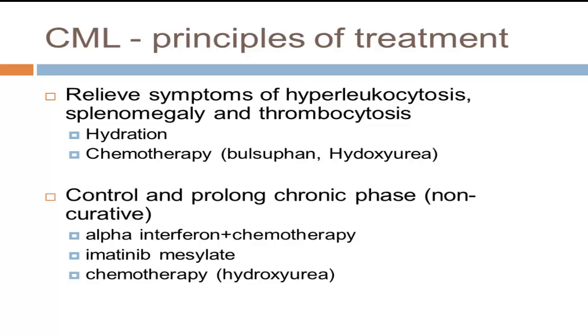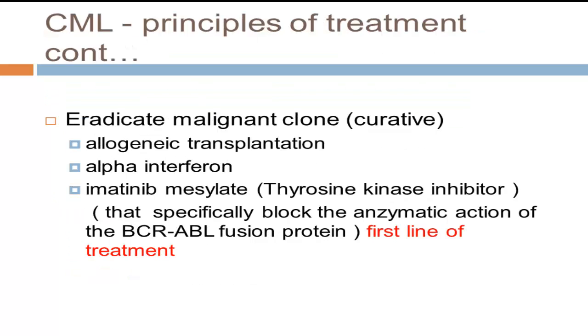Principles of treatment: relieve symptoms of hyperleukocytosis, splenomegaly and thrombocytosis, hydration, chemotherapy, control and prolonged chronic phase, alpha interferon and chemotherapy, imatinib and chemotherapy. Eradicate malignant clone: allogeneic transplantation, alpha interferon, imatinib mesylate, a tyrosine kinase inhibitor that specifically blocks the enzymatic action of BCR-ABL fusion protein. It's a first line of treatment.